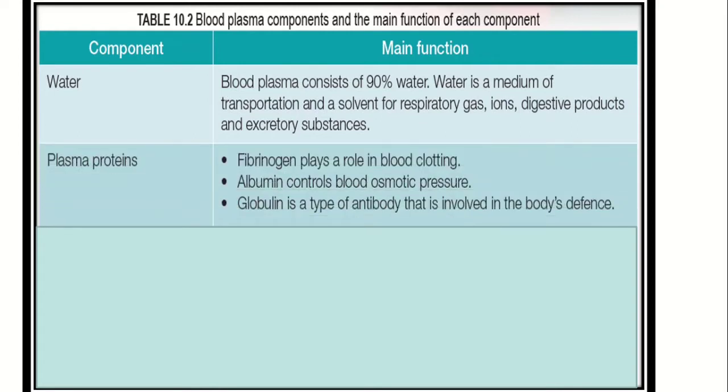Plasma protein consists of fibrinogen. It plays a role in blood clotting. Albumin controls the blood osmotic pressure. Globulin is a type of antibody that is involved in the body defense.